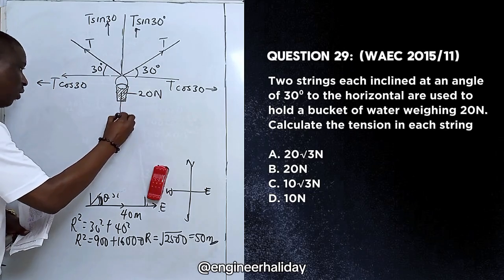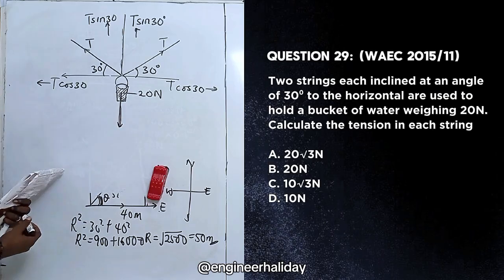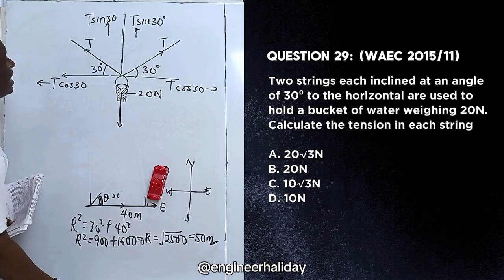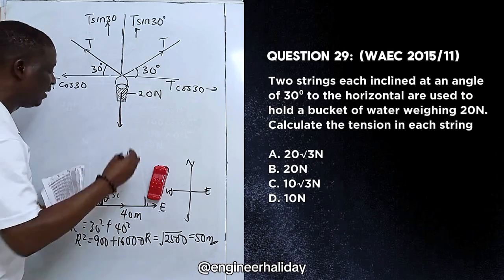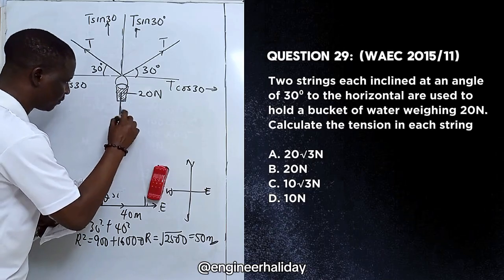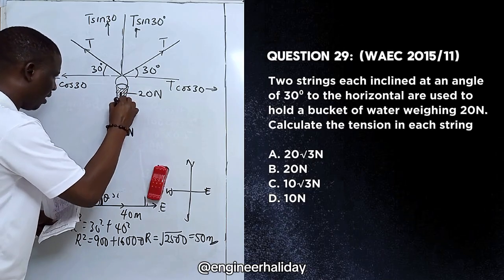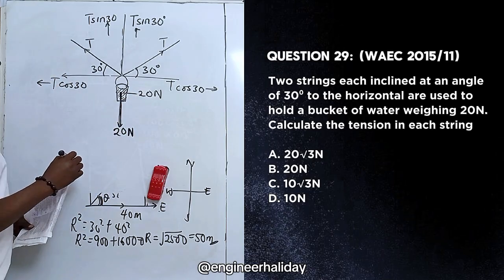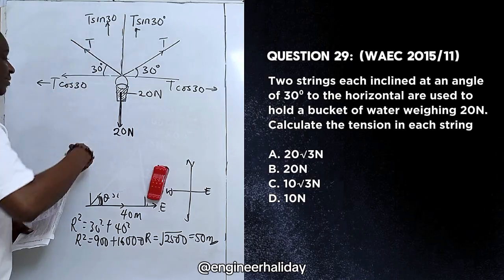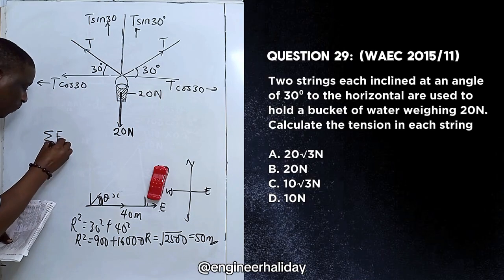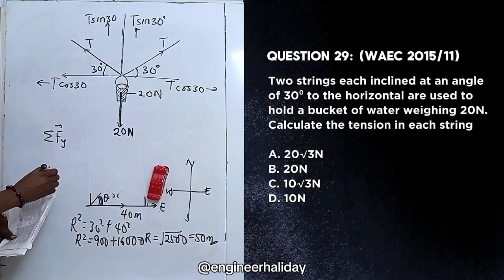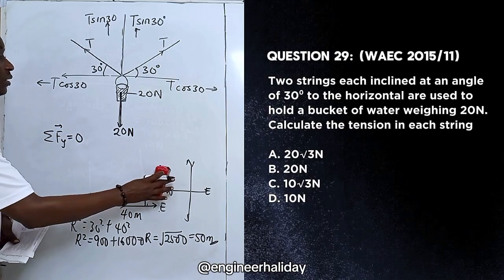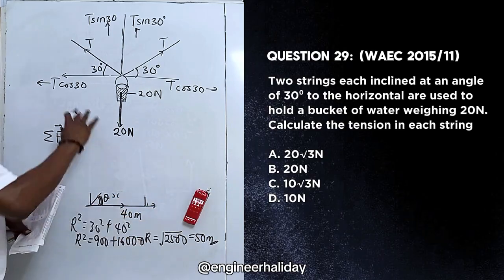Now, having done that, the weight of the bucket simply will be going down. Don't forget. If the weight is going down, it simply means we now have two forces up and one down. If you resolve along the y component, it will be equal to 0. So we resolve along, this is equilibrium.